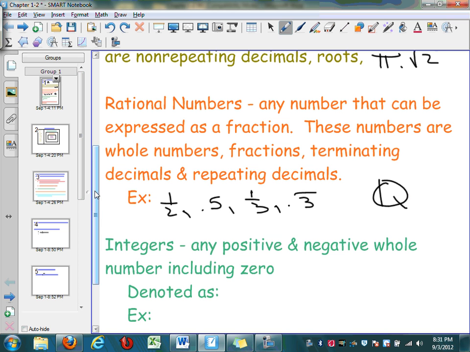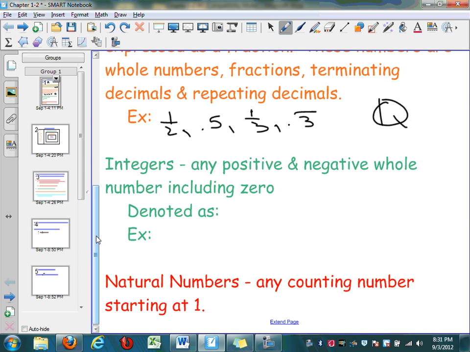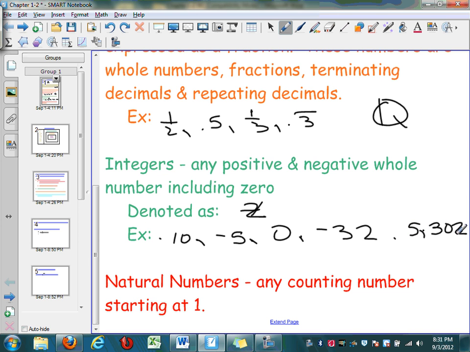The next one is going to be your integers, any positive or negative whole number including zero, and that is going to be your Z with the double diagonal. Examples of that are -10, -5, 0, -32, positive 5,302. Those are all examples of integers.